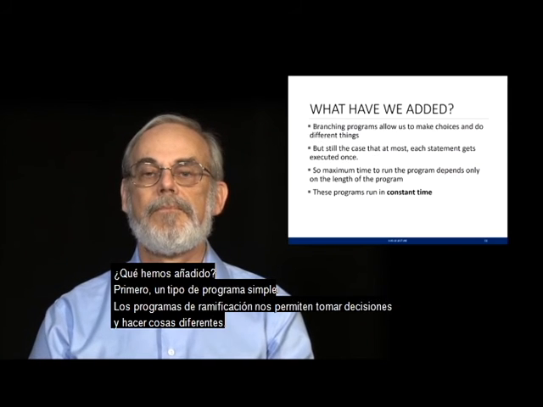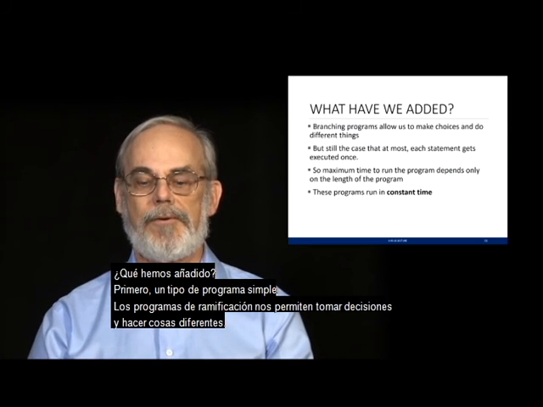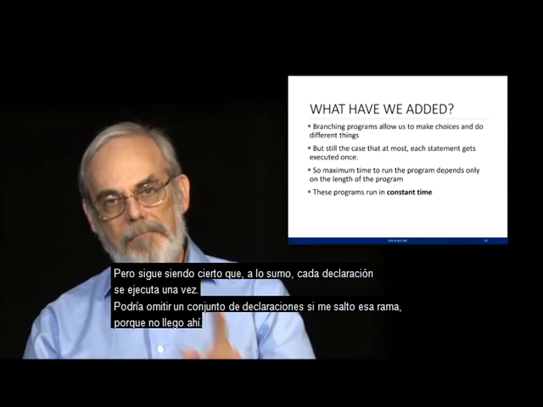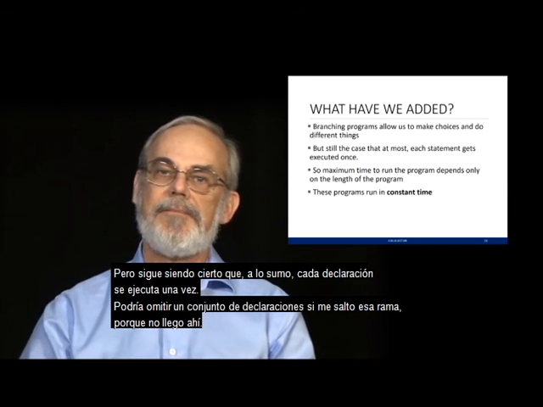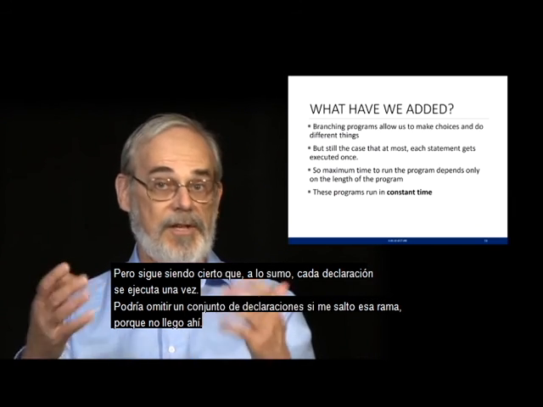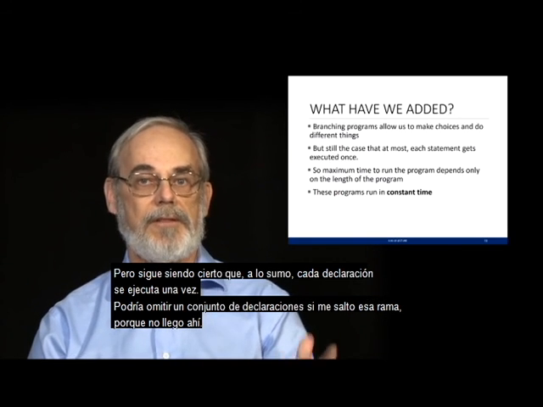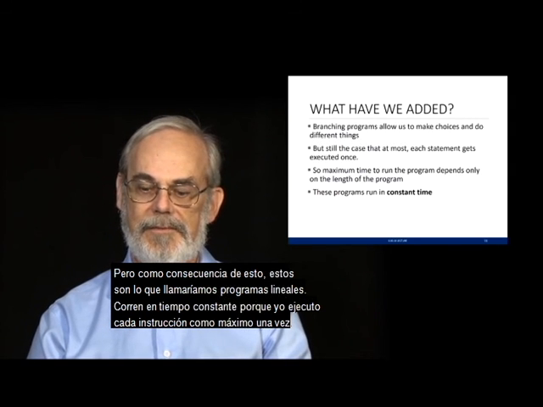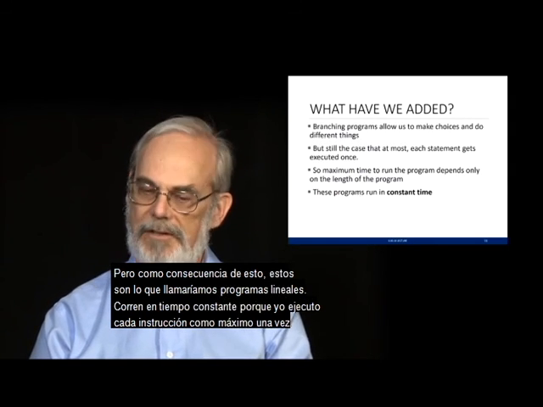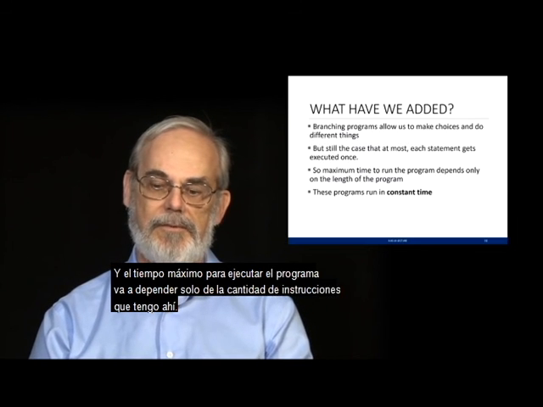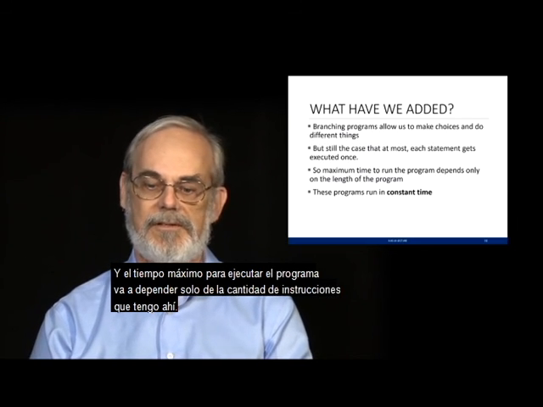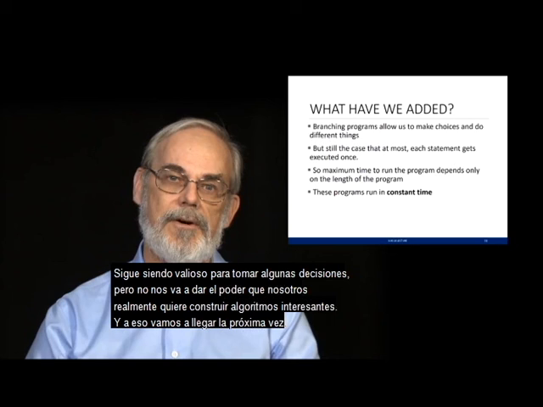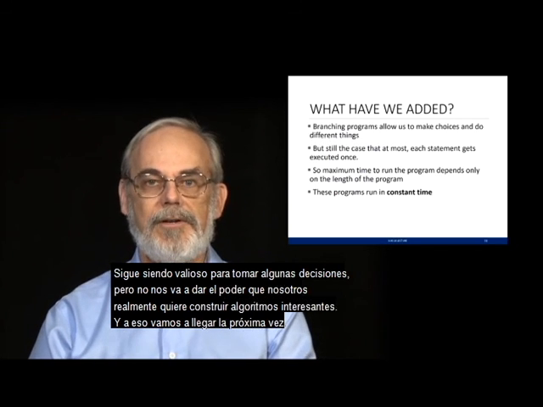Okay, what have we added? First simple kind of program. Branching programs allow us to make choices and do different things. But it's still the case that at most, each statement gets executed once. I might skip a set of statements if I skip over that branch because I don't get there. But as a consequence of this, these are what we would call linear programs. They run in constant time because I execute each instruction at most once. And the maximum time to run the program is going to depend only on the number of instructions that I have there. Still valuable to make some decisions, but it's not going to give us the power that we want to really build interesting algorithms, and that we're going to get to next time.